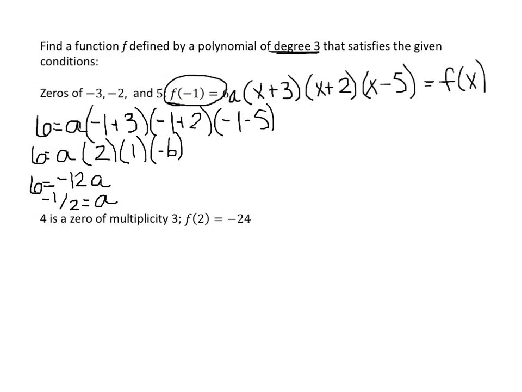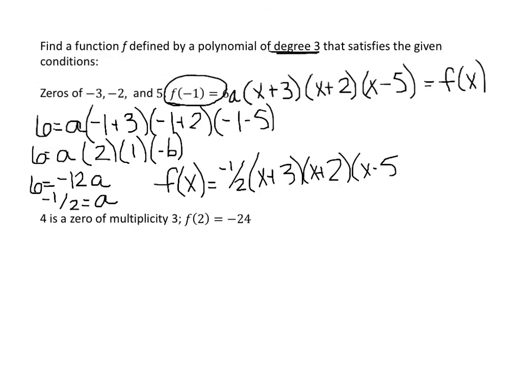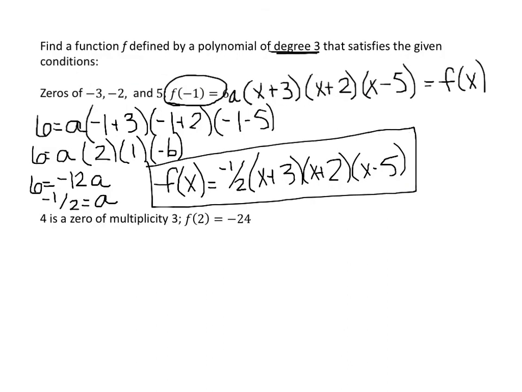So my function is equal to -1/2 times x plus 3 times x plus 2 times x minus 5. If you would like to multiply this out, you are welcome to do so, but I think leaving it in factored form is just fine.